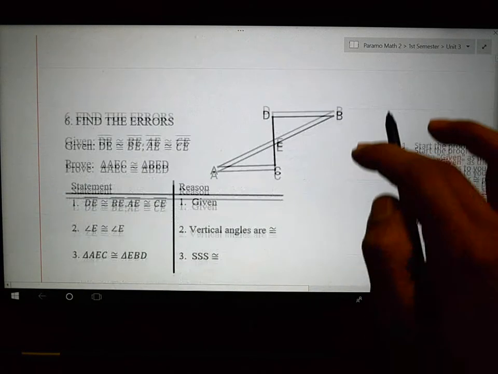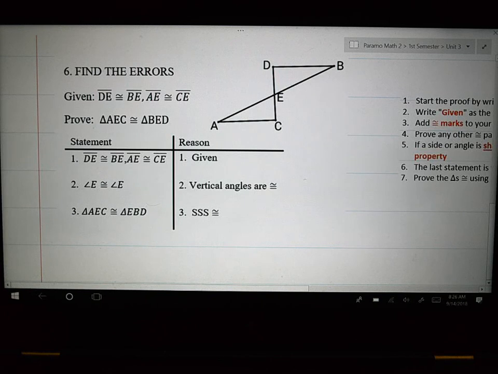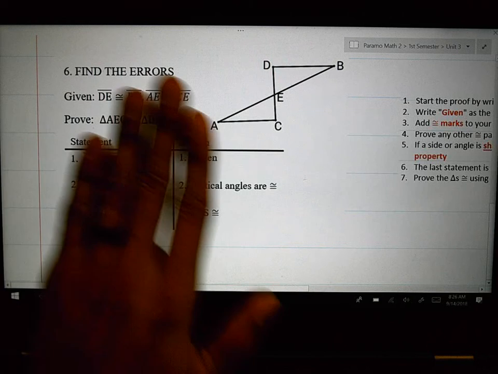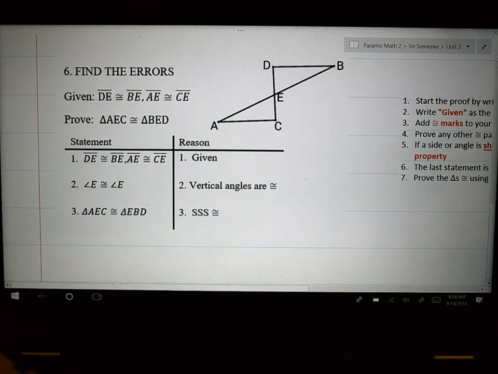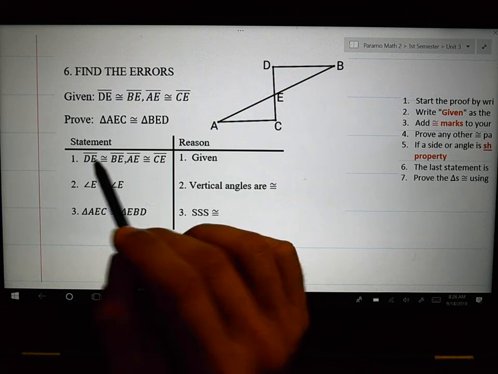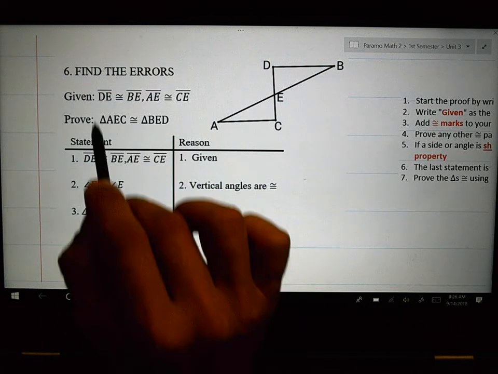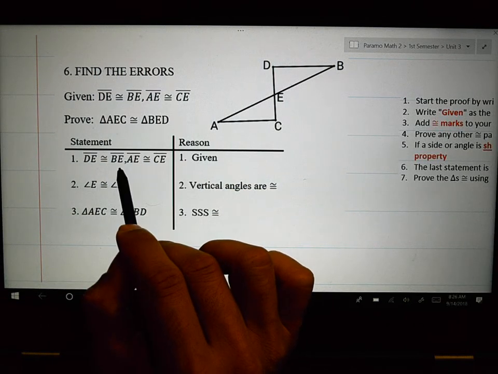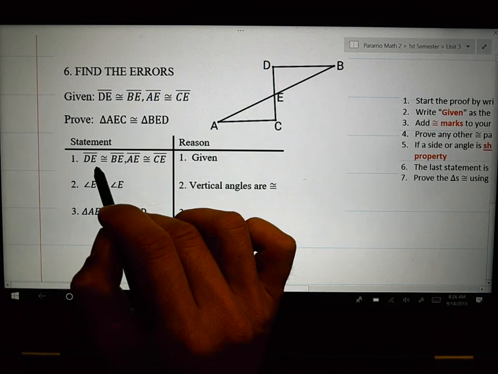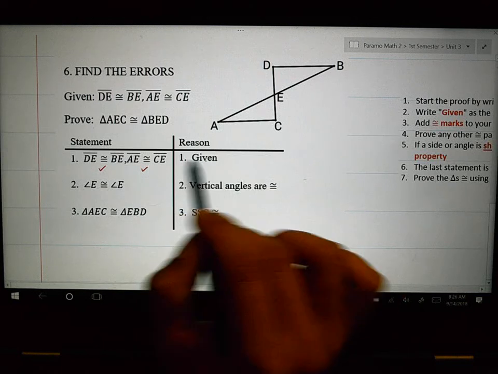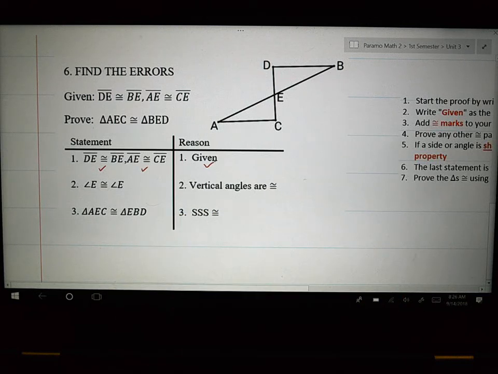The last example that I have for you is number 6 on that worksheet. And it says, find the errors. The whole proof is done, and we have to decide whether each thing that they did was correct. So let's go through it. Is this what was given? Is that what was given? Is that what's supposed to be there? That looks right. That looks right. Is the reason given? That looks right.